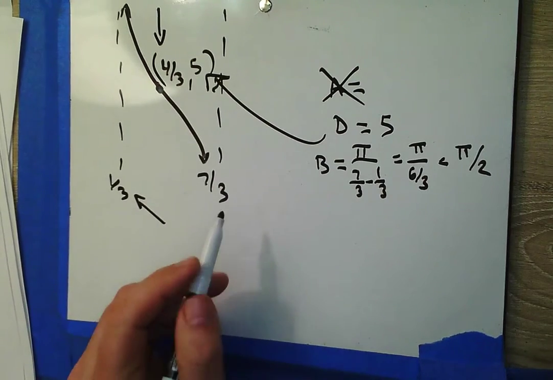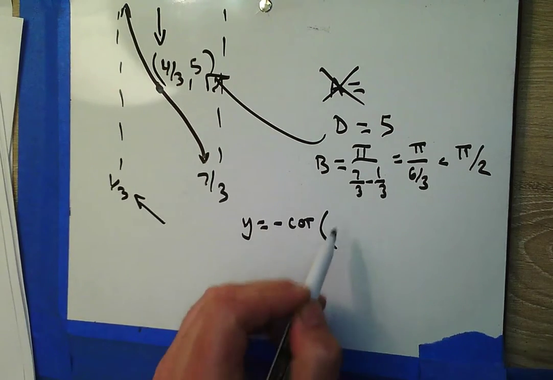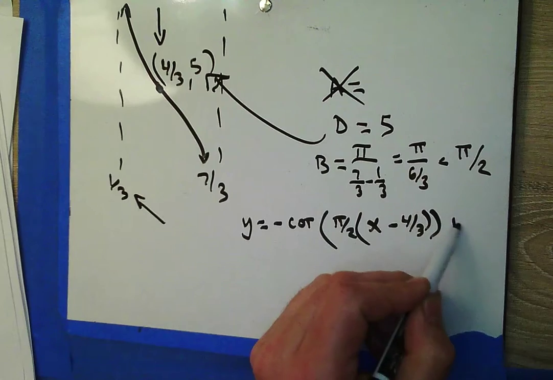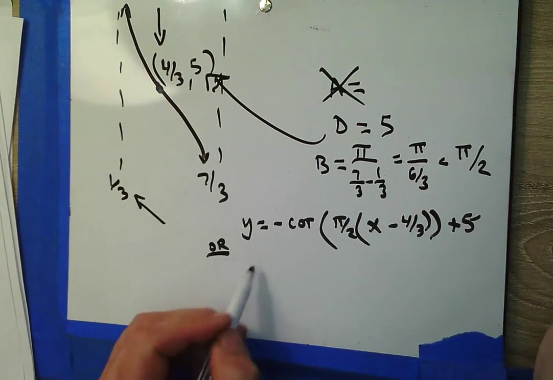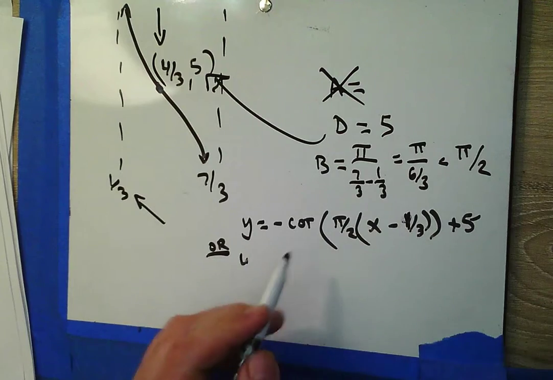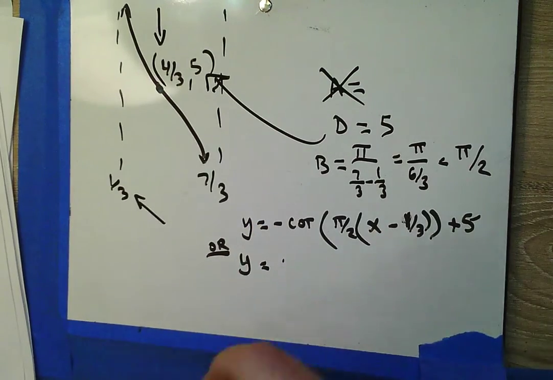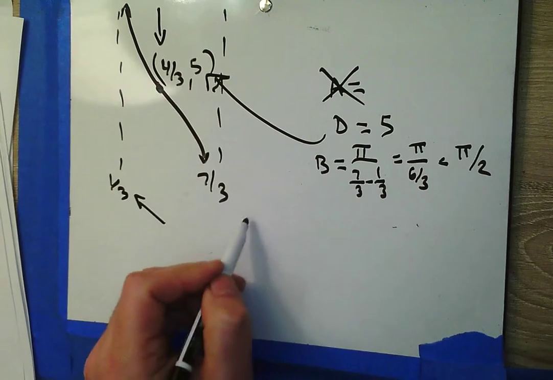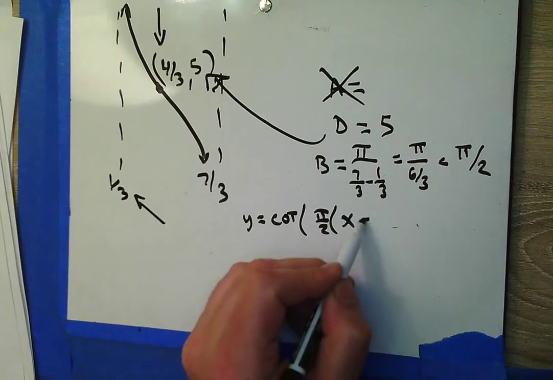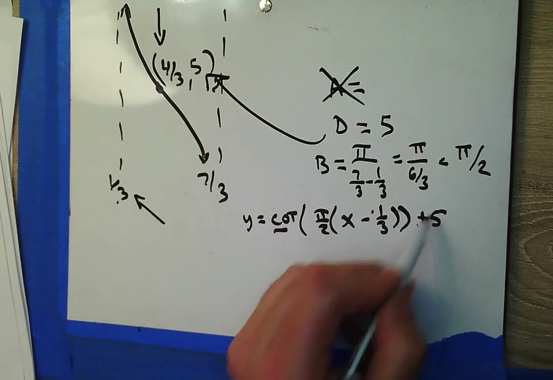You have to decide. So I'll write both. Y equals negative cotangent pi over 2 x minus 4/3, close 2 parentheses, plus 5, or, sorry, 1/3 is where we start for cotangent. Let's try again because that wasn't negative cotangent. Y equals cotangent pi over 2 x minus, cotangent starts here, 1/3, close 2 parentheses, plus 5.